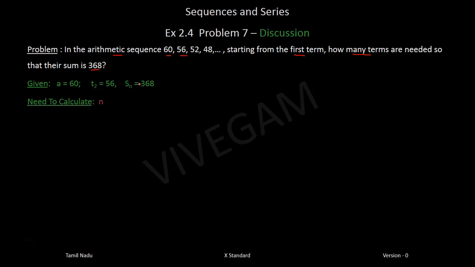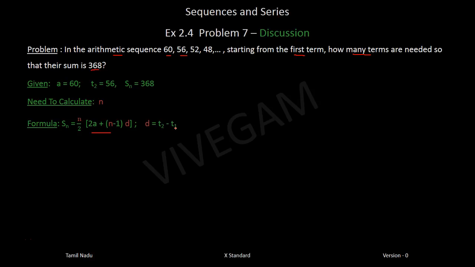And we need to calculate n, that is the number of terms in the series. So what is the formula? Formula is Sn equal to n by 2 into 2a plus n minus 1 into d. But if you look at it, Sn we know, a we know, but n is not known, right? So in this equation, n and d are not known, which means we cannot use this equation as of now. So let's calculate d.